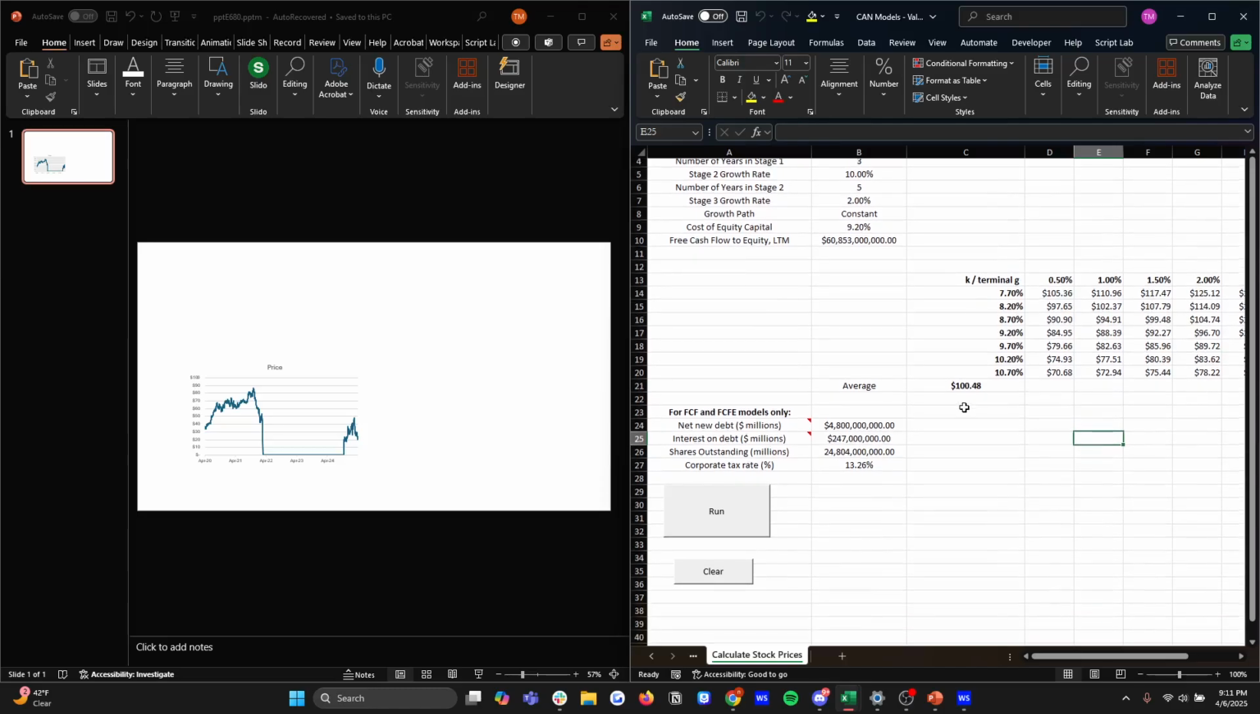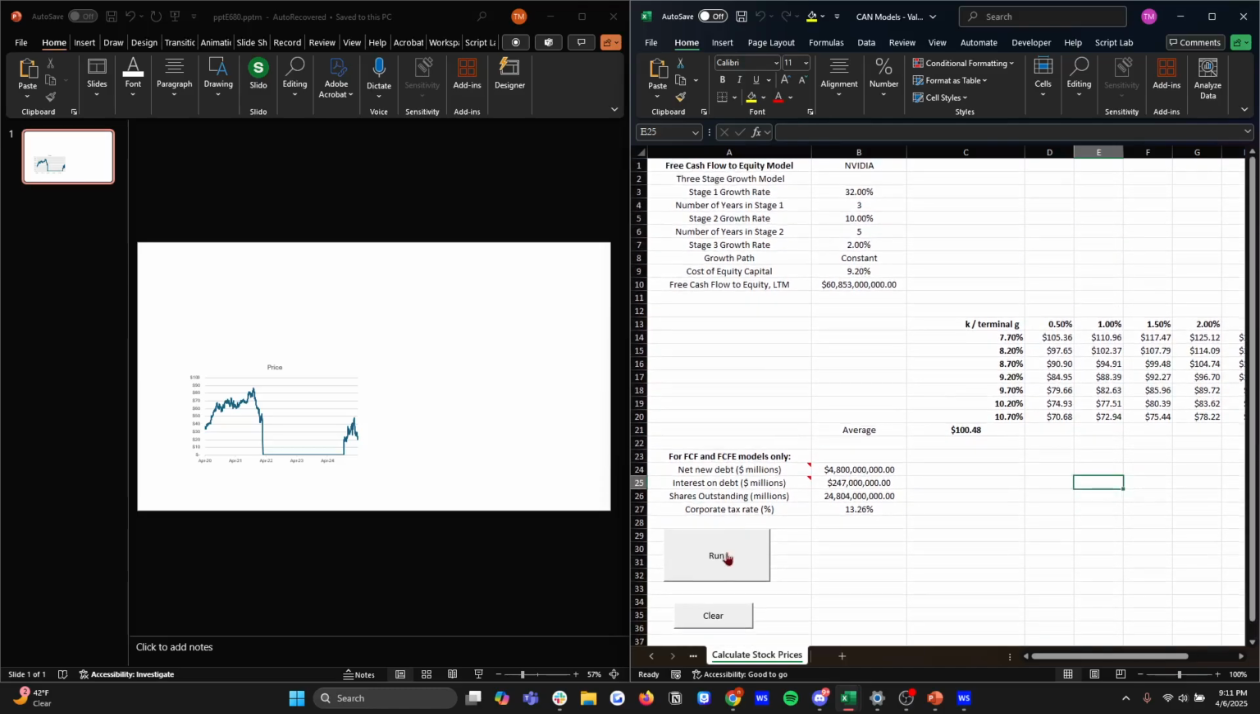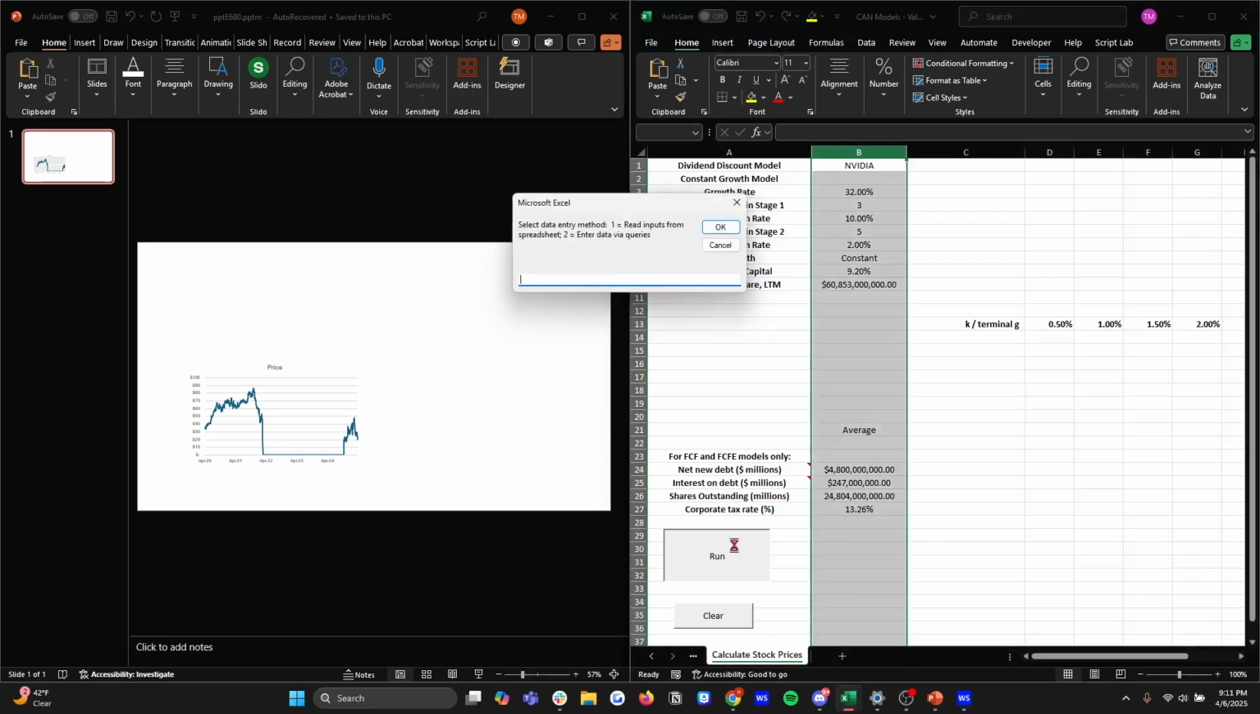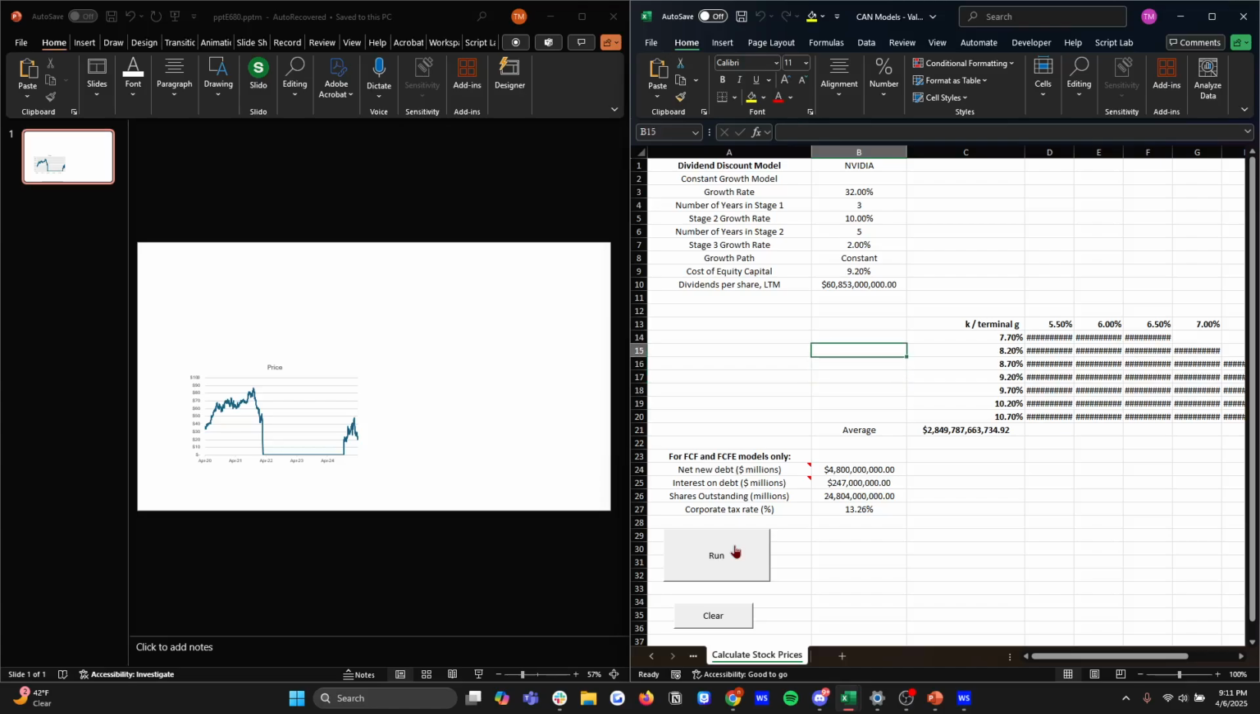All right, the other thing is, let's say I want to do a different kind of model, and maybe my company pays dividends. I could do a dividend discount model. So let's just click one and run all the way through until it gives us a dividend discount model. Ignore how ridiculous this is, because we didn't do the right inputs for that. So now we have the right questions to give the right inputs.